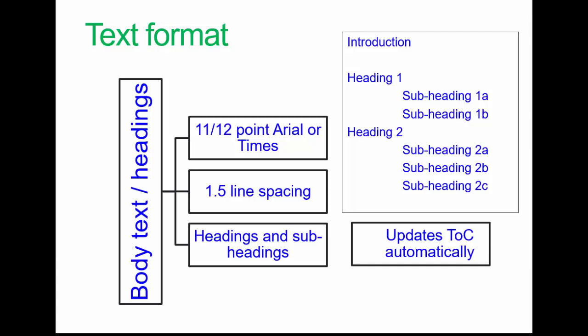Some there on body text and whatnot. It should be 11 or 12 point Arial at times, with 1.5 line spacing purely because it makes it easy for staff to read. And as I mentioned a couple of times, use headings and subheadings. It allows you to generate your table of contents and also demonstrates that you have thought clearly about the structure of your report.